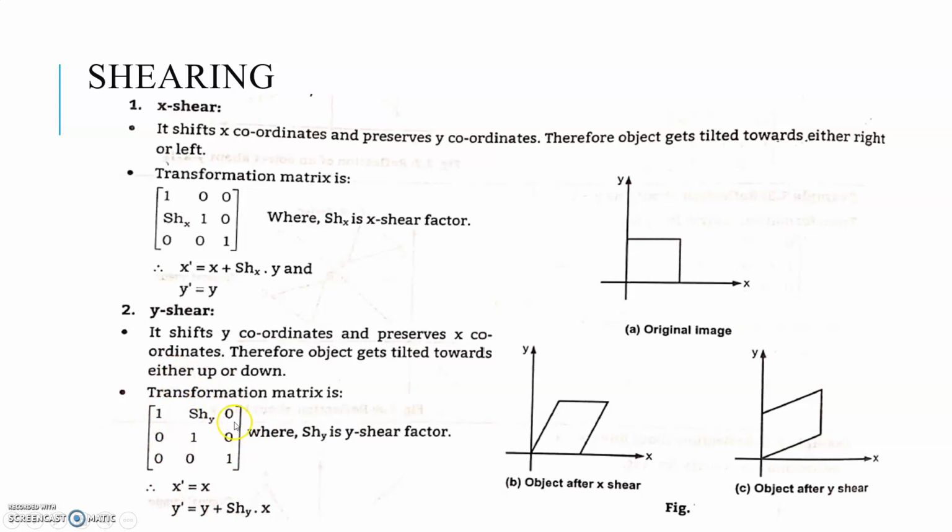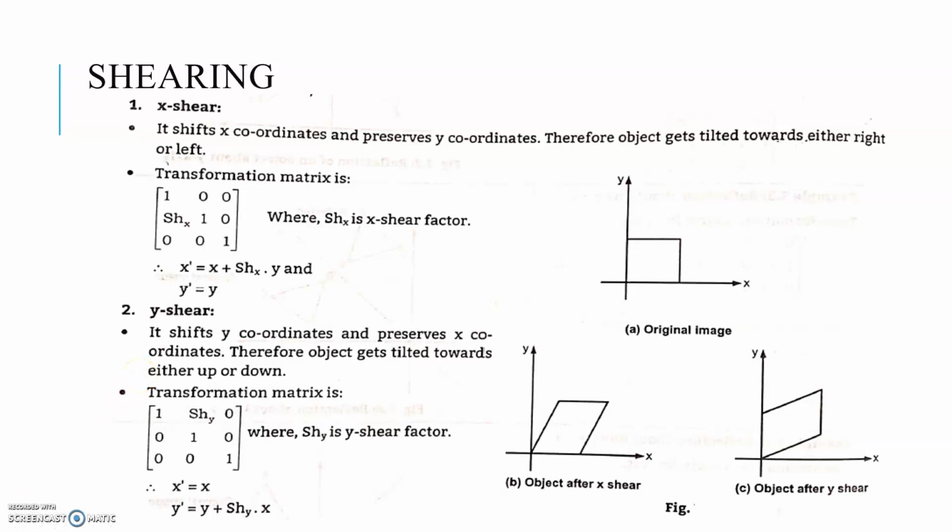This is the transformation matrix for y shear, where x' equals x. Here the x coordinates are preserved, they are the same, so x' equals x. And in x shear, the y coordinate is preserved, so the new y' equals y. And in y shear, y' equals y plus SHy times x. This is all about shearing.